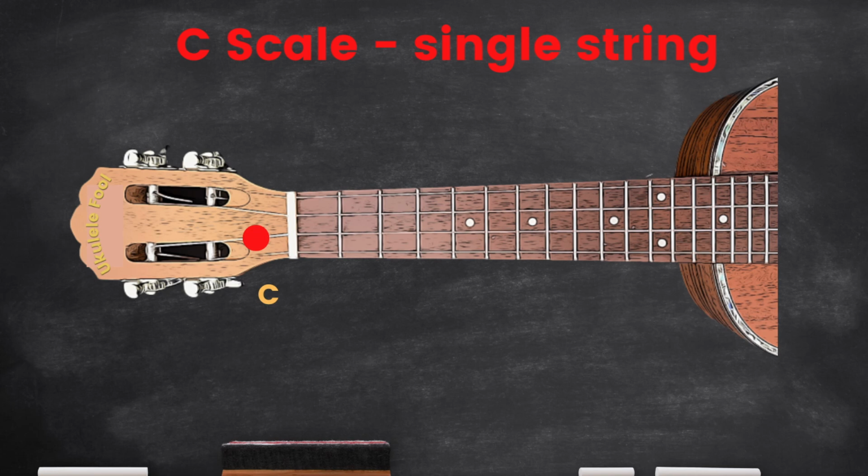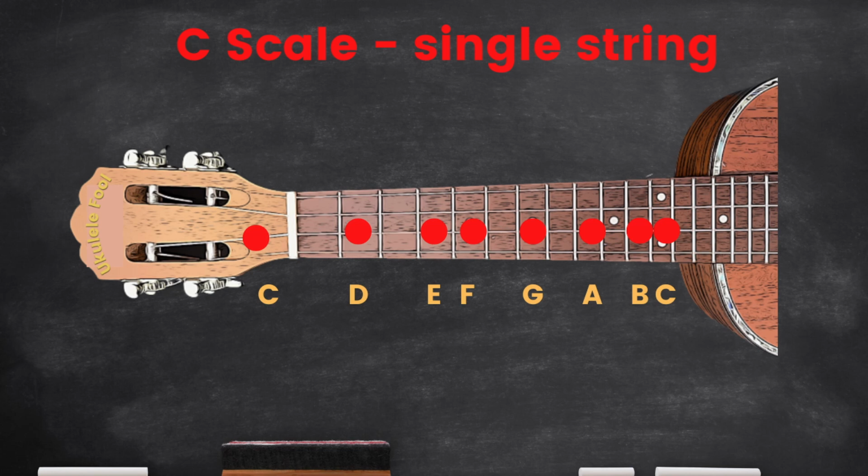Let's play a C major scale on our ukulele, and it starts with our open C string. C, you skip the first fret and go to the second fret to D, skip a fret to E. Here's that half step or semitone right next door, F. Then we skip a fret to G, skip a fret to A, skip a fret to B, and right next door is C.